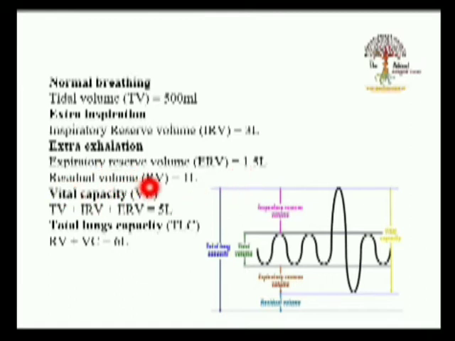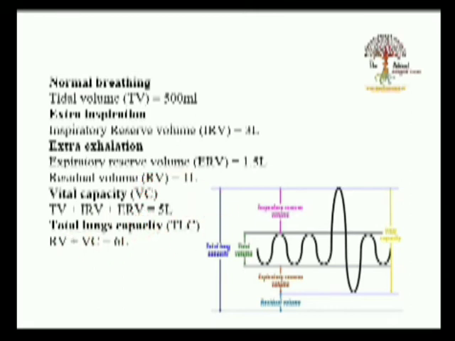Residual volume is the volume of air that remains inside the alveolus, which never goes out from the alveolar cell. That air is called the residual volume, and it is about 1 liter of air. And then the vital capacity, which is the summation of tidal volume, inspiratory reserve volume, and expiratory reserve volume, is 5 liter of air. And total lung capacity is our vital capacity plus the residual volume.